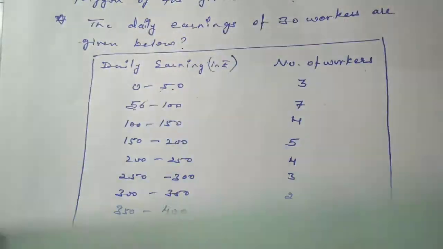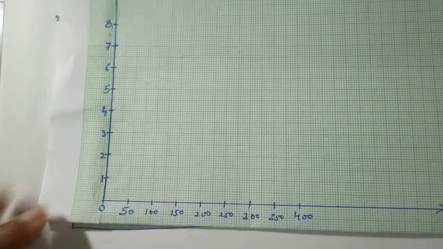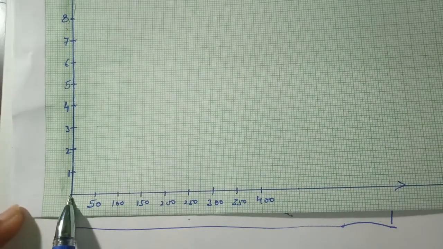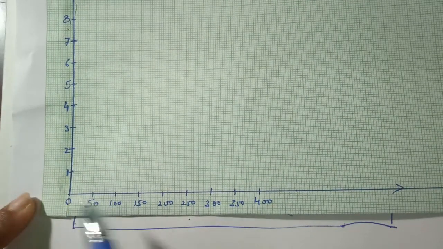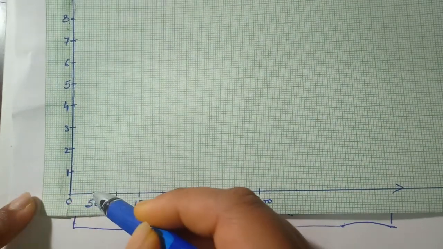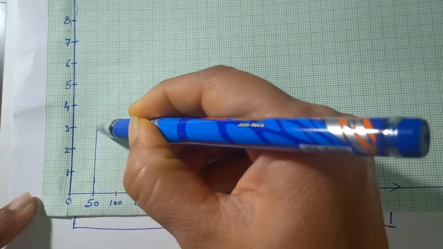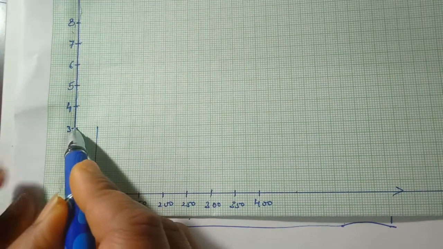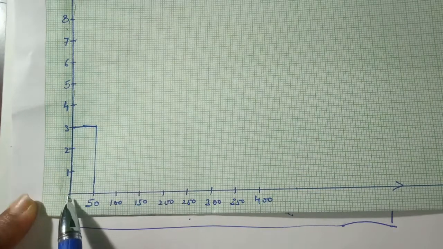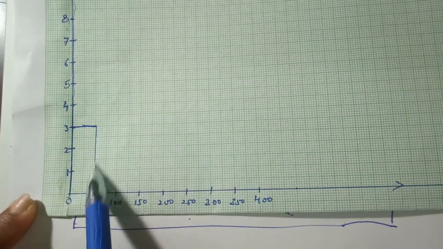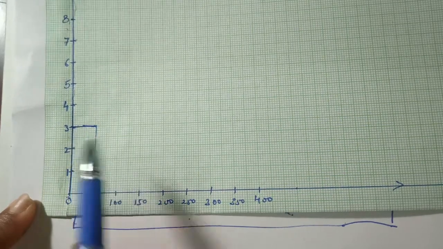Now the first class interval, 0 to 50, is 3. So let us take 0 to 50. This is 0 to 50. We have to extend it to 3. The number 3 we are observing over here. So how are we going to draw? We have to extend the perpendicular line of 50 till 3 and draw the horizontal line. So we get a bar graph, a rectangular strip. We get a rectangular strip for 0 to 50 which extends up to the number 3.